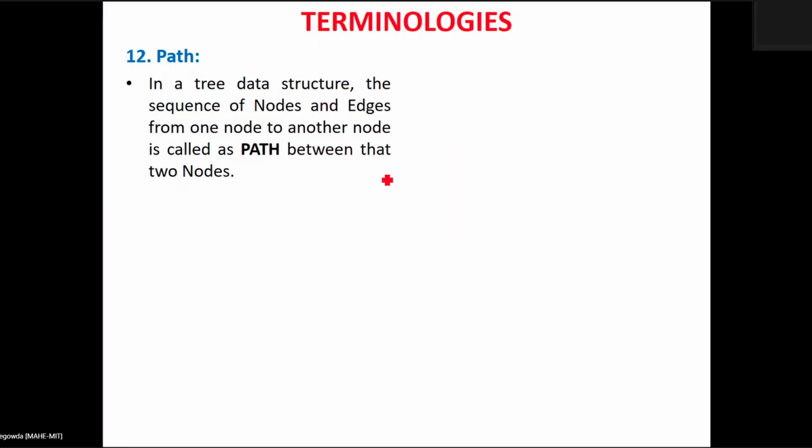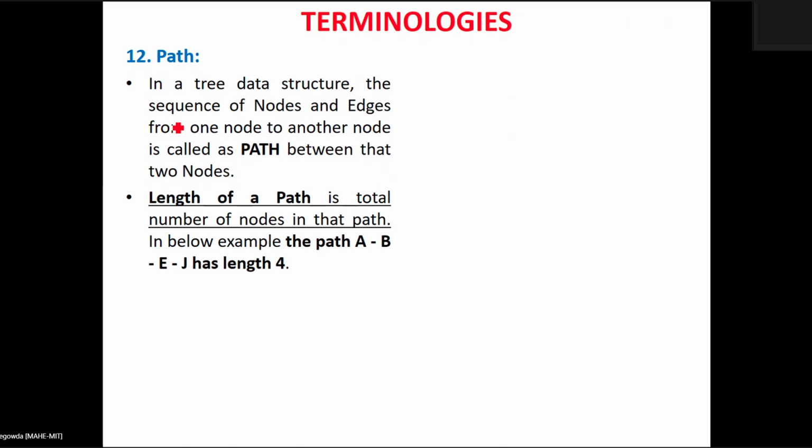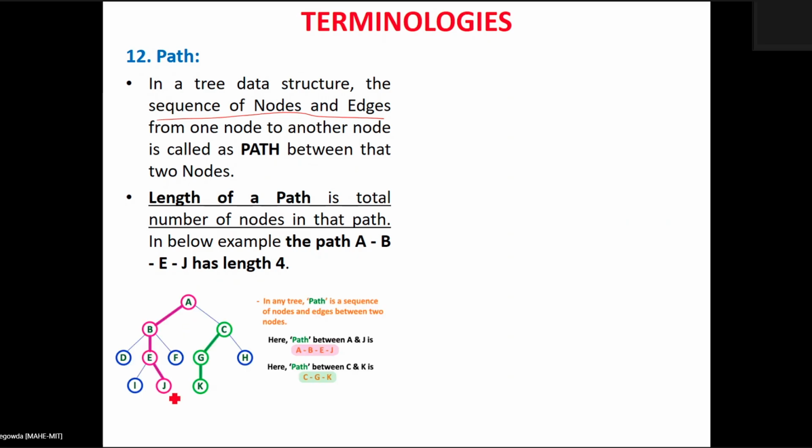Next one is the path. The sequence of nodes and edges from one node to another node is called a path. For example, the path between A and J can be written as A followed by an edge: there is an edge between A and B, the edge between B and E, and the edge between E and J. So the path from A to J can be written as A to B, B to E, and E to J, and so on.